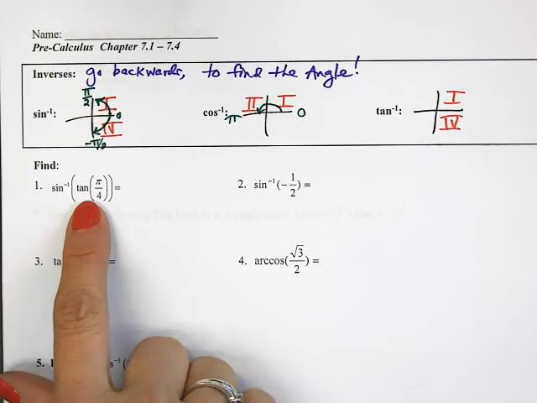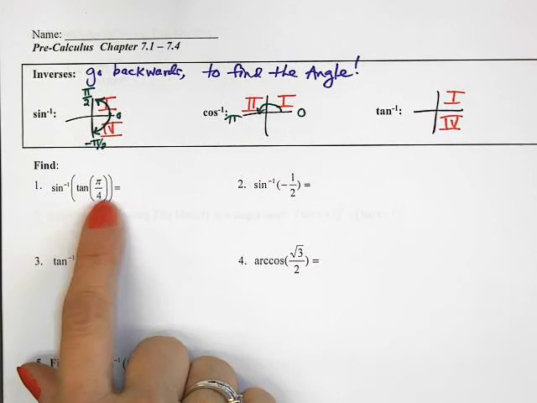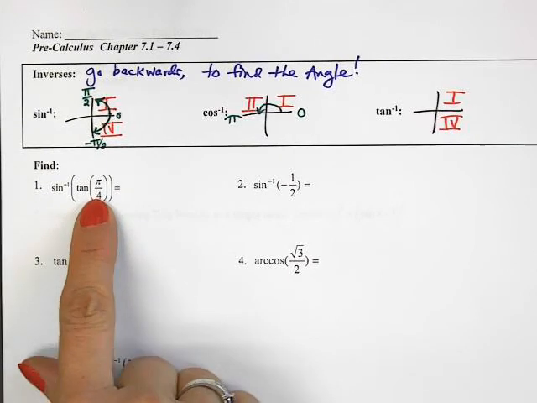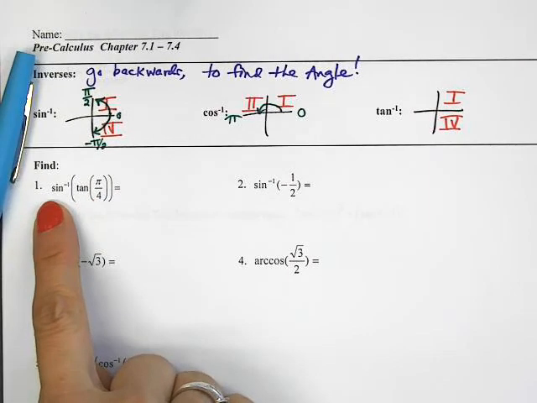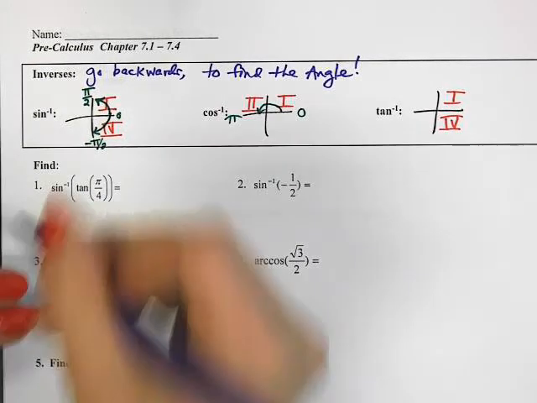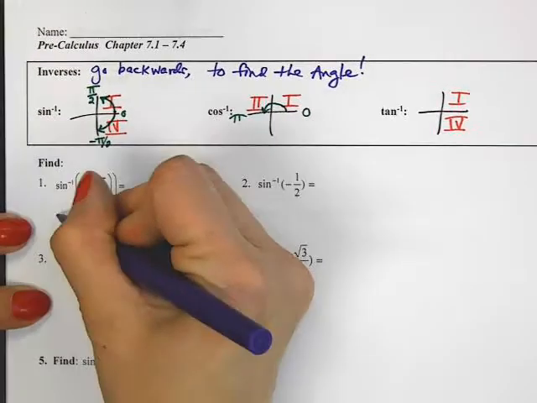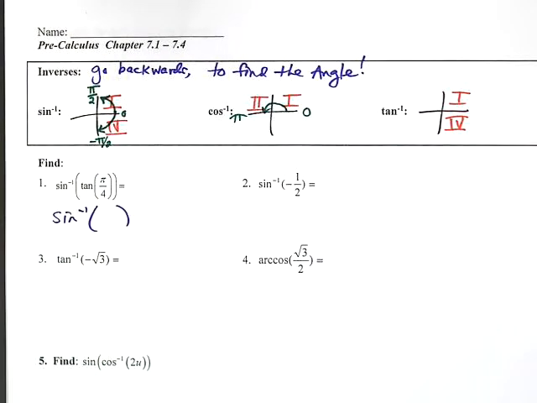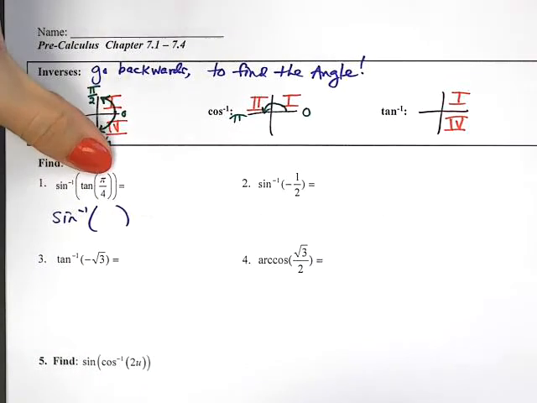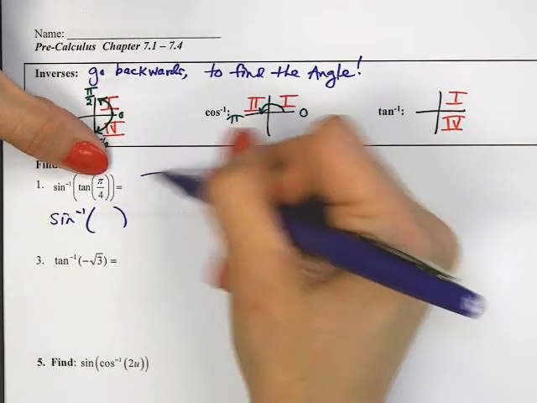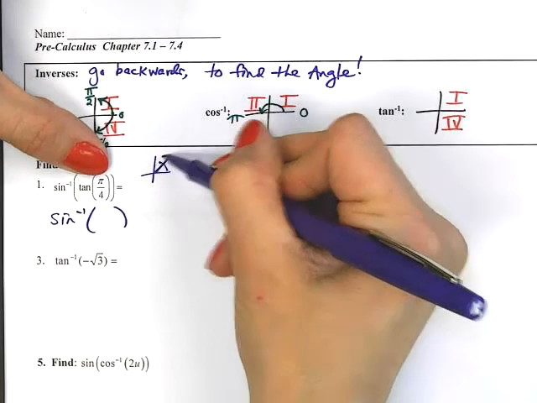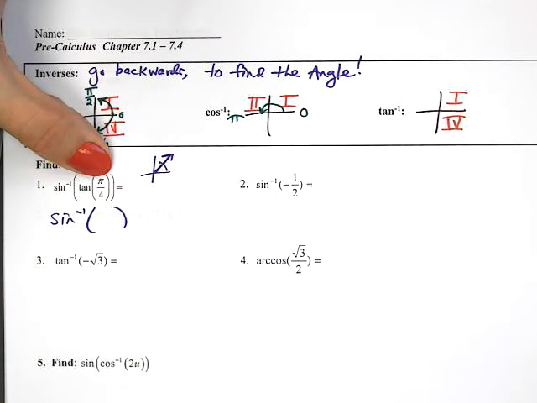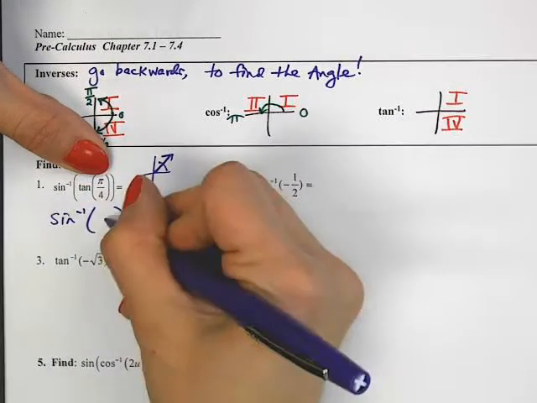All right, this first one here looks like a double-decker. We have to do the inside problem and then the outside problem. So let's go ahead and write this as sine inverse of, and I'll do that first part, tangent of pi over 4. That's not an inverse. That's just go up to pi over 4, go right there, and tell me the tangent. That's radical 2 over radical 2, so that's going to be a 1.